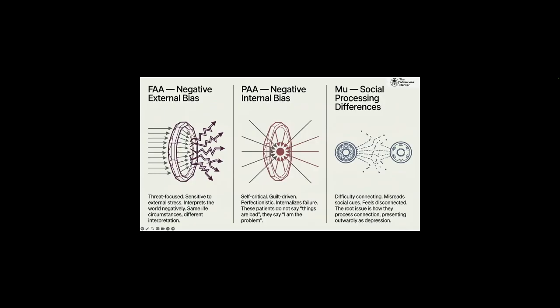Okay, so now let's see. So now the posterior alpha asymmetry. Now this is a really interesting one. This is a newer marker that we started measuring a few years ago. This one takes that negative filter but internalizes it towards oneself.